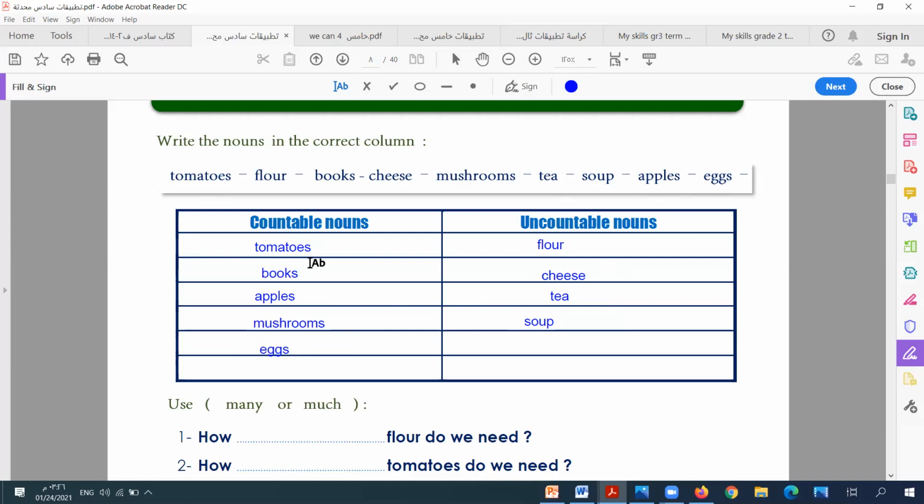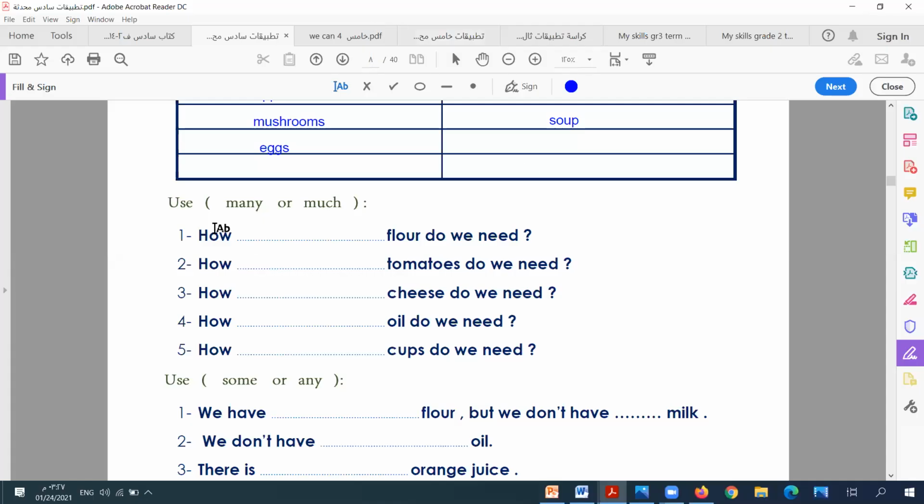Okay, I finished now. Countable nouns are tomatoes, box, apples, mushrooms, eggs. Uncountable: flour, cheese, tea, and soup. Now, exercise number 2.